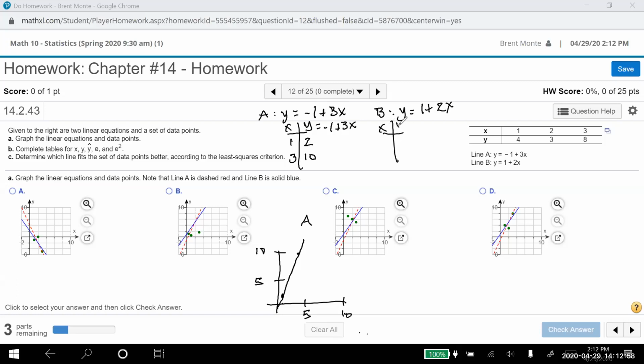Then I'll go x and y equals 1 plus 2x. I plug in my values. I'll plug the same ones in, 1 and 3. If I plug in 1, 2 times 1 is 2, plus 1 is 3. 2 times 3 is 6, plus 1 is 7.